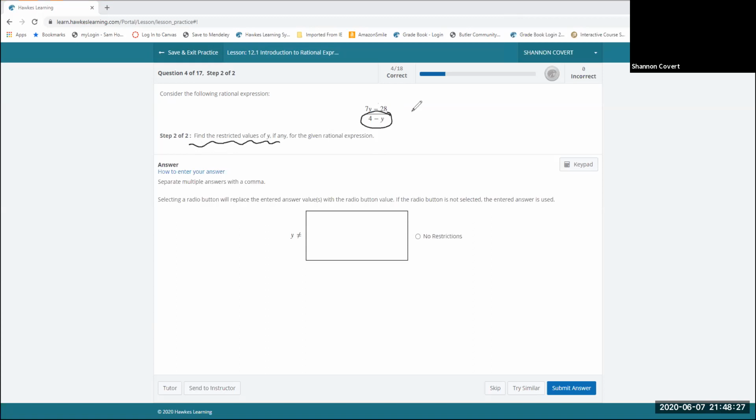All I need to look at is the denominator. It does have a variable, so I'm going to set that denominator equal to 0, and I'm going to solve for y. So I have 4 minus y equals 0. I'm going to add y to both sides. 4 is equal to y, which really means that y can't be equal to 4. So down in the box, I'm going to type in the 4.